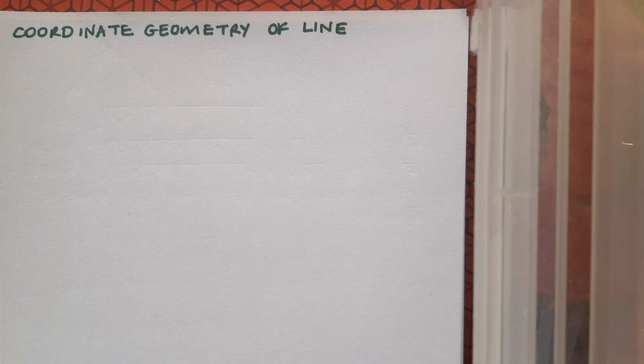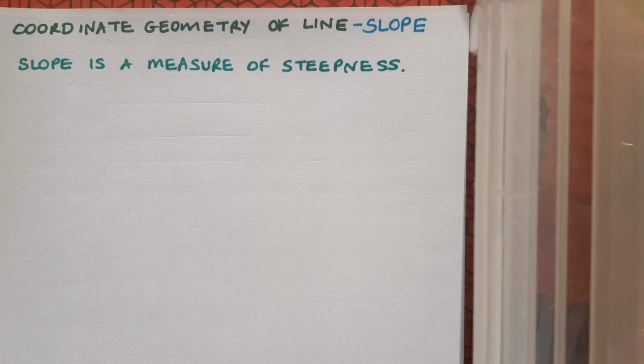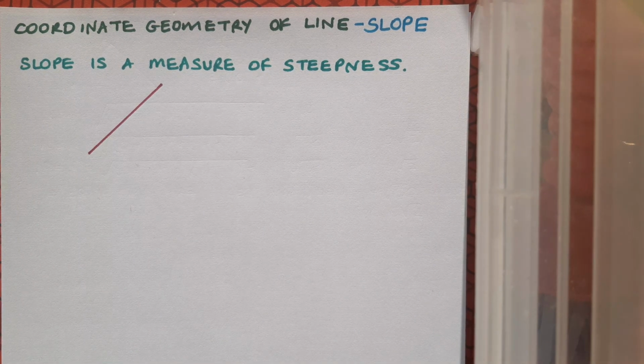Video on coordinate geometry of the line, we're going to be looking at slope. Slope is a measure of steepness. So the steeper a line, the bigger its slope. There are different kinds of slope.